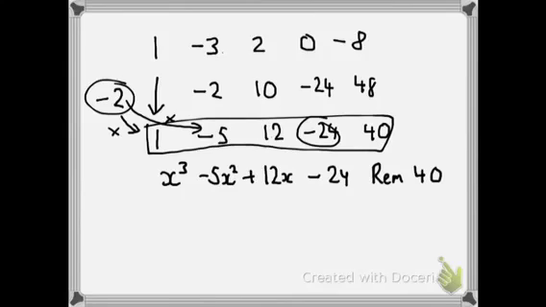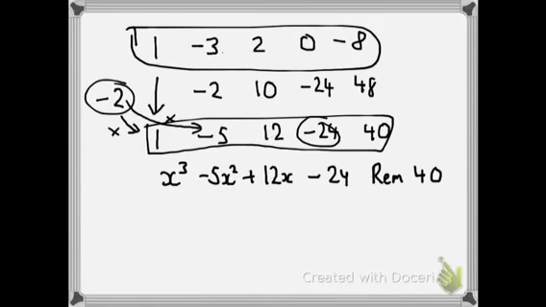Now, if you'd like to pause this video here and go back and watch it again, you get the general pattern. You set up your grid with the coefficients up the top. The number at the side is the opposite. So if we're dividing by x plus 2, we put negative 2 there. If we're dividing by x minus 3, we put positive 3 there. Then it's bring down, multiply, add, multiply, add, multiply, add all the way through the grid.